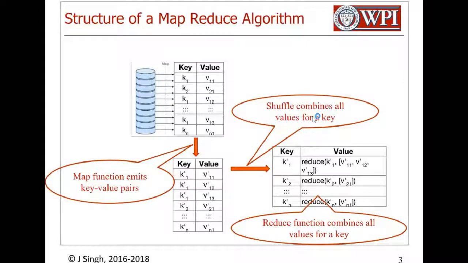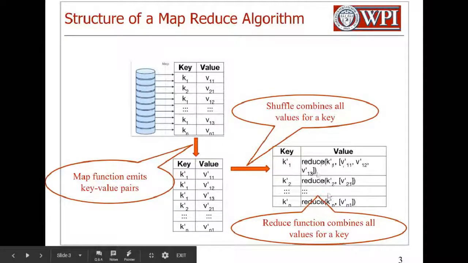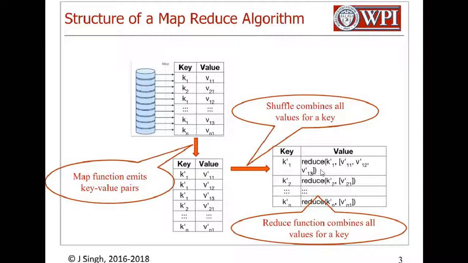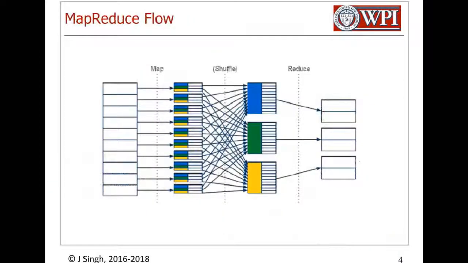Then there's a shuffle step, which is implicit. And what it does is it takes, for example, if we had 3 keys that were output by the map function, it combines all of those keys and gives us an array of all of the values associated with that key. And the reduce function is also a function that you write. And the system basically takes care of everything else. So we'll talk about that in just a minute.